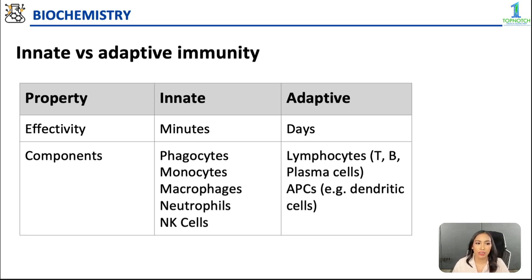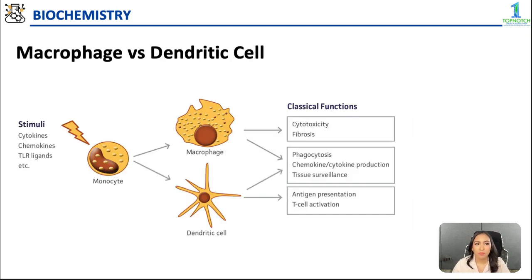Okay, let's look at the components of the innate immune system. So these include phagocytes, monocytes, macrophages, neutrophils, and NK cells. While the adaptive immune system includes lymphocytes, T and B cells, and plasma cells, and antigen-presenting cells or dendritic cells. So, you might be confused, macrophage versus dendritic cell, diba? Medyo similar sila, and that's right, they're both derived from the monocyte. But the difference is, the dendritic cell specifically does antigen presentation.